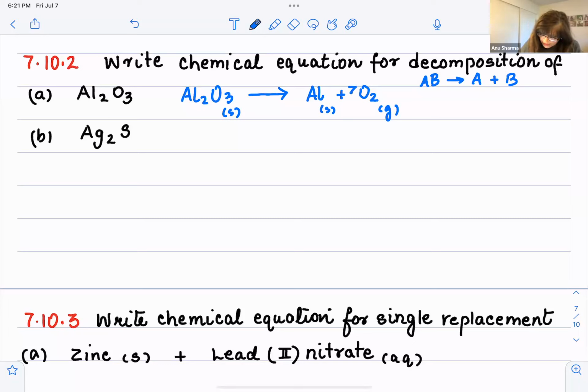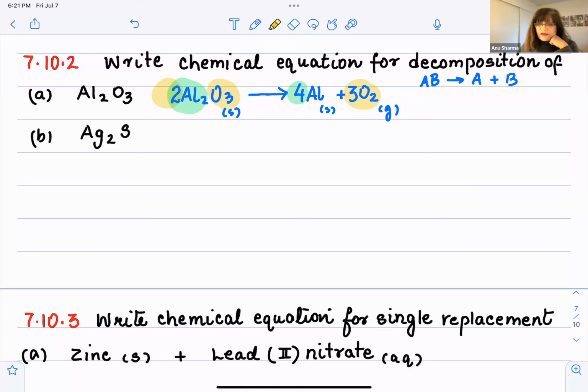If you put 3 here, this makes it 6 oxygens. If you put 2 here, that also makes it 6 oxygens. So oxygens are balanced, but aluminum is now 4 on one side. If you put 2 here, that balances the aluminum. So here we see that aluminum is 4, and we see also that oxygen is 2 times 6, so oxygen is 6. This 2 also applies to the oxygen.